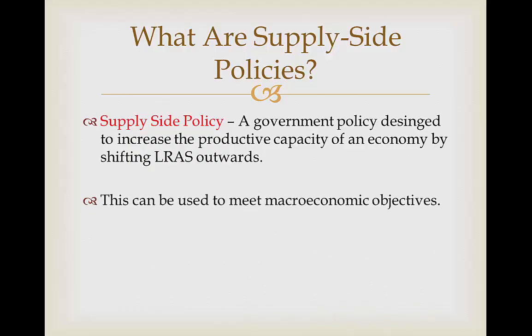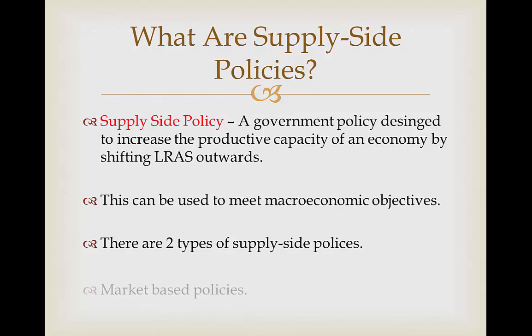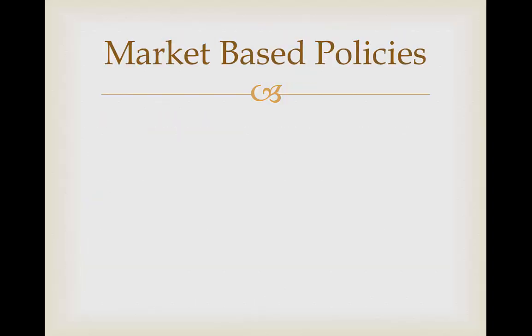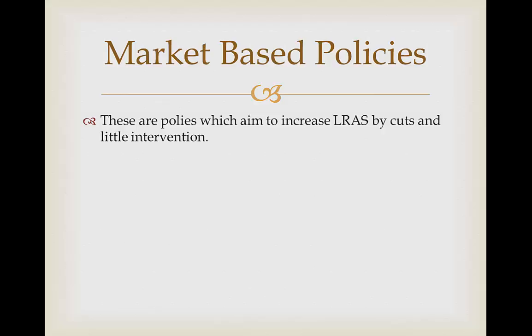This can be used in order to meet our macroeconomic objectives, and there are two different types of supply-side policies which we're going to look at. They are market-based policies and interventionist policies. Firstly, we're going to analyse the types of market-based policies. These are the policies which aim to increase levels of long-run aggregate supply by using cuts and little government intervention.